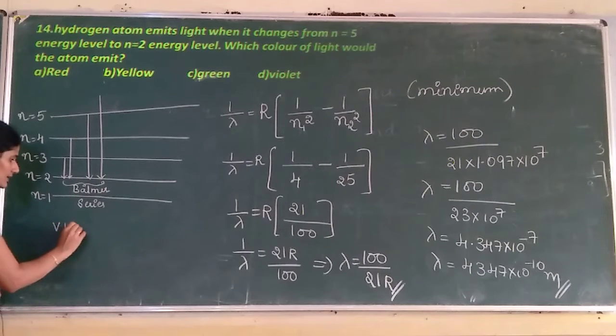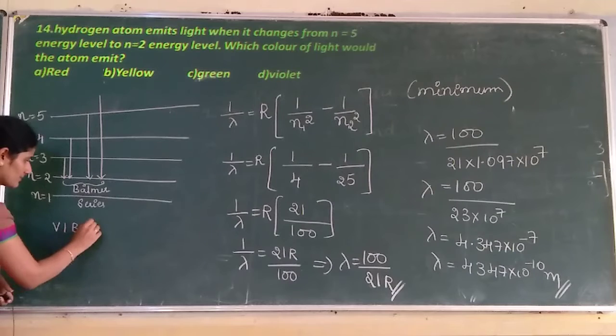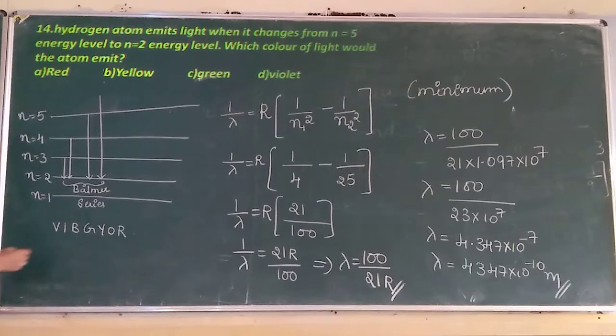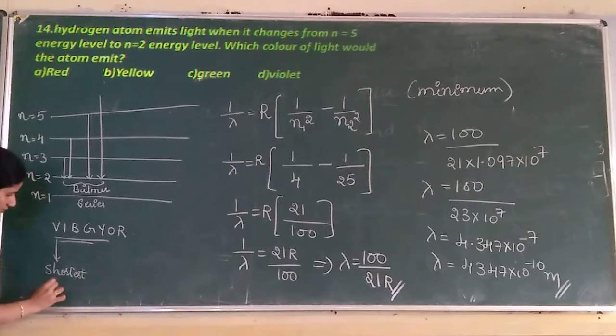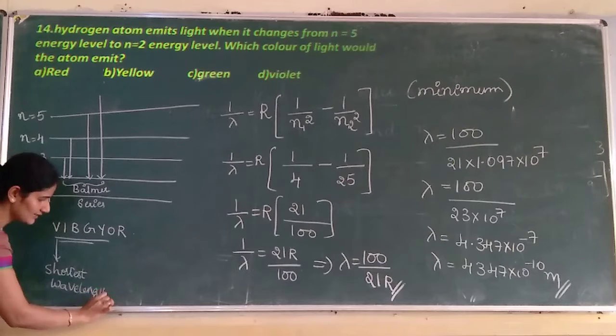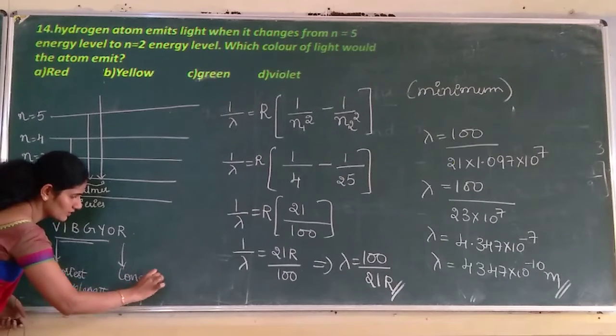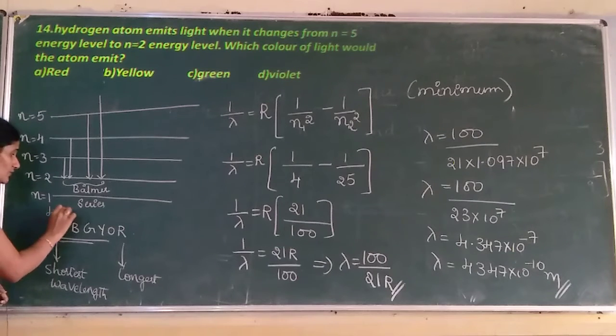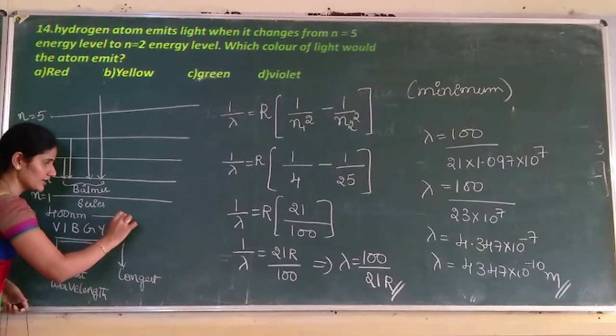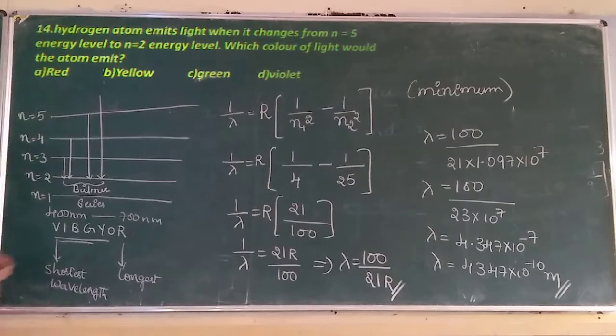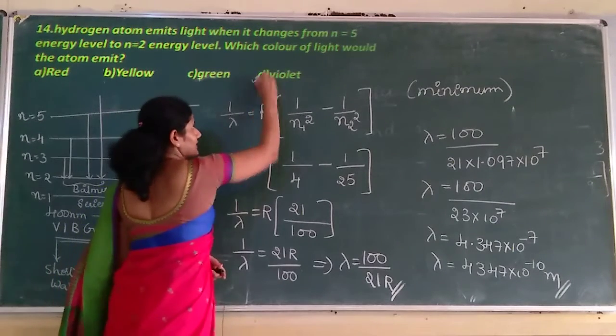We know that the electromagnetic spectrum, with VIBGYOR. So V is violet, which is having the shortest wavelength, and the red color is having the longest wavelength, and the value varies from wavelength 400 nanometer to 700 nanometer. Lambda is equal to 4347 into 10 to the power minus 10 meter, about 4000 angstrom. So 4000 angstrom comes somewhere here. So the color we observe is nothing but violet color. So the correct option is D, violet.